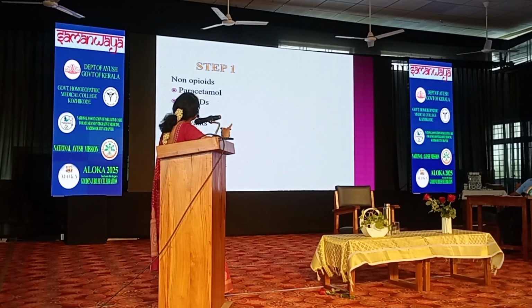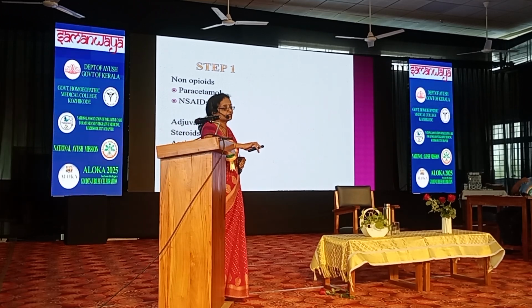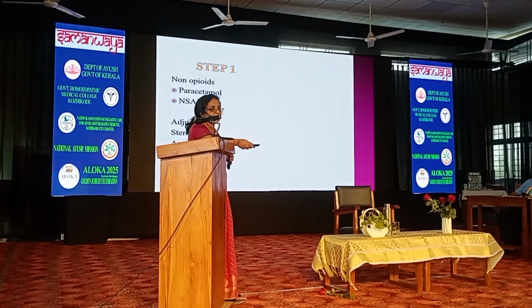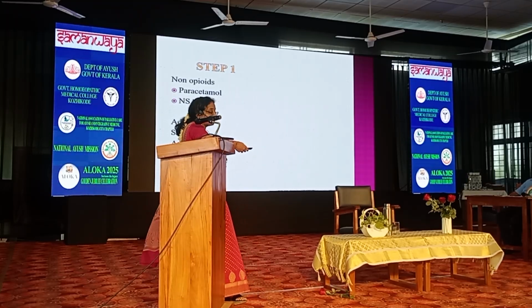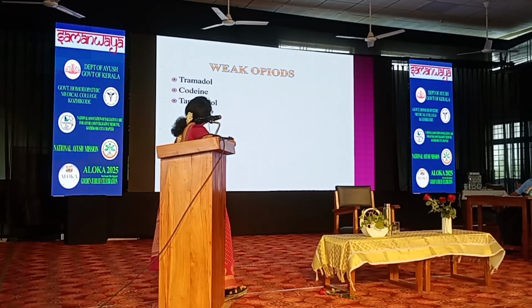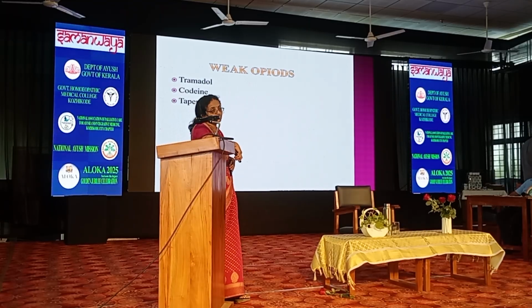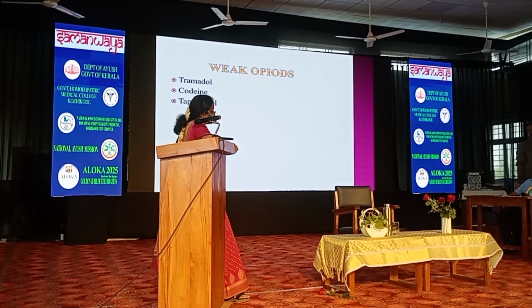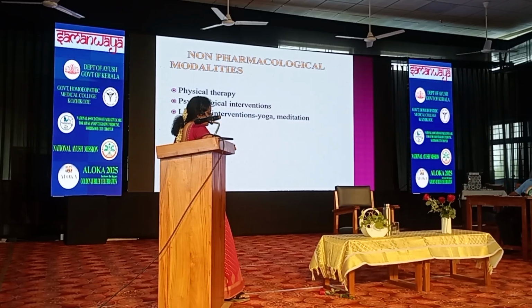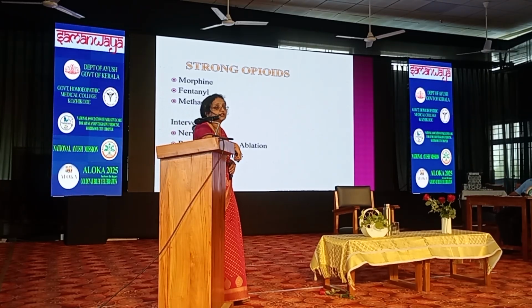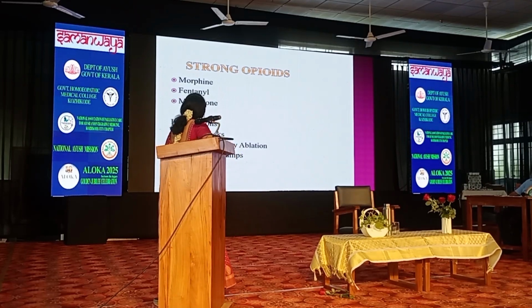In step 1, you have mainly paracetamol and NSAIDs and adjuvants. These are the adjuvants you can add in each step. It could be steroids, anticonvulsants or antidepressants. Step 2, weak opioids like tramadol, codeine, tapentadol, buprenorphine, they all come under step 2. Then step 3, we have strong opioids: morphine, fentanyl and methadone.